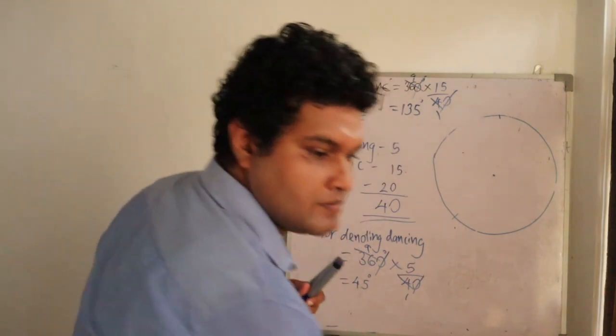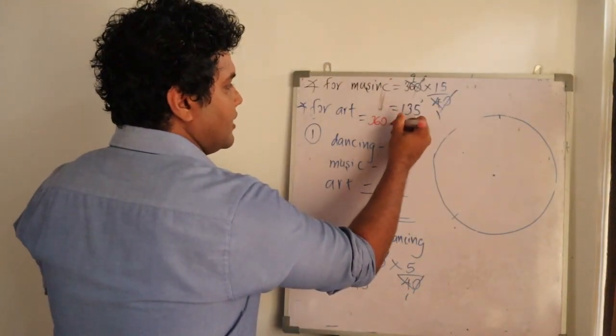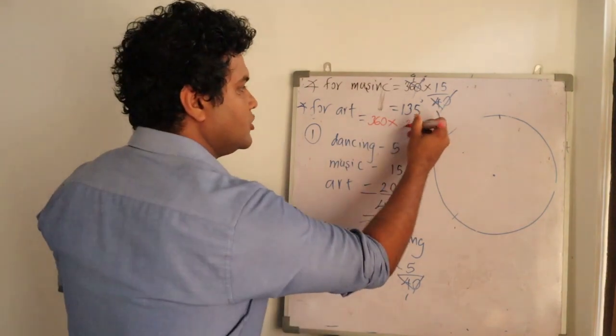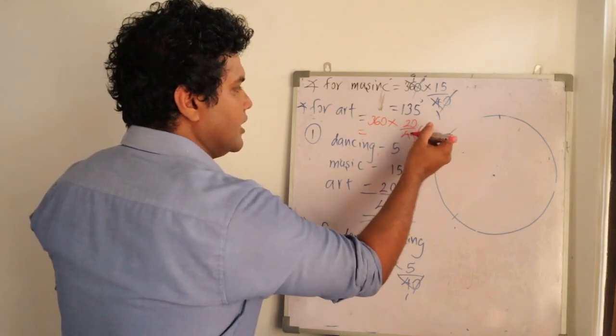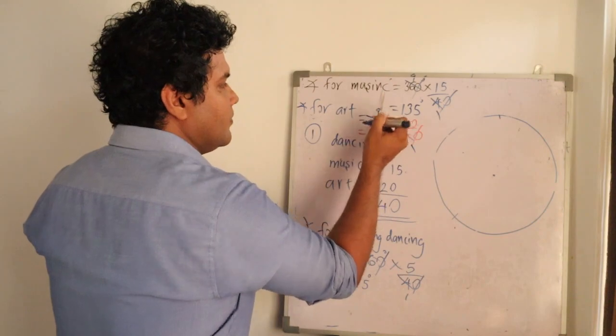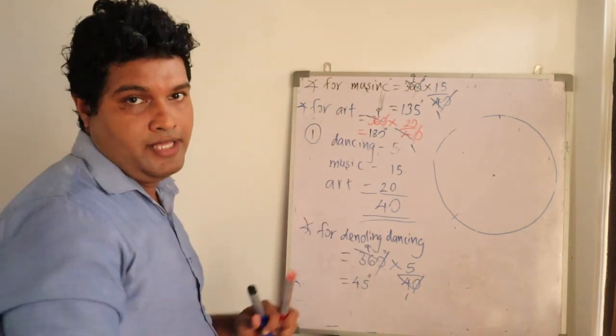How do we get this? By means of this 360, we have to multiply by the relevant fraction, 20 over 40. Okay, the zeros cancel. 4 times 1, 4 times 9. What is 9 times 2? 18. That 180 is coming.